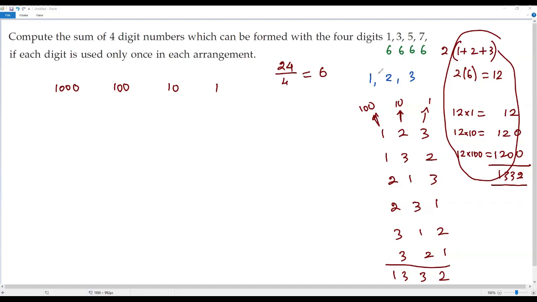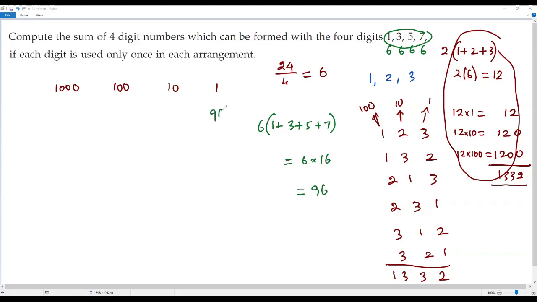That is, in the 24 four-digit numbers formed, in the ones place each of these four digits is repeated 6 times. To get the sum of all the numbers in the ones place, we have to add all the given four digits and multiply by 6. So 1 plus 3 plus 5 plus 7, and this sum has to be multiplied by 6. 1 plus 3 is 4, 4 plus 5 is 9, 9 plus 7 is 16. 6 times 16 equals 96. That is the sum of all numbers in the ones place in the 24 four-digit numbers.